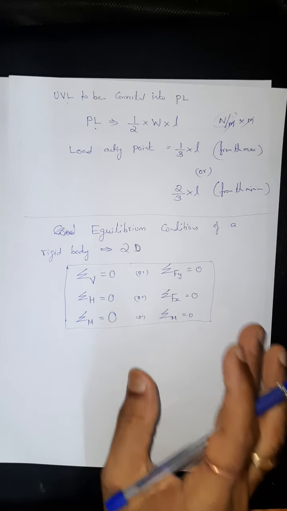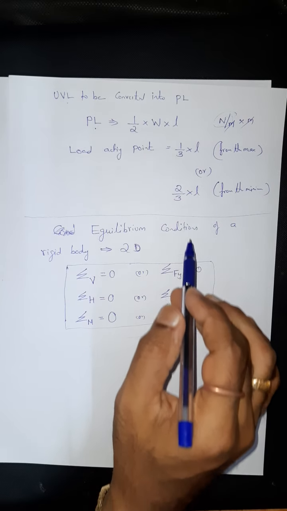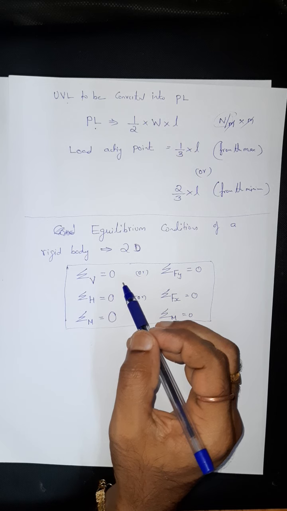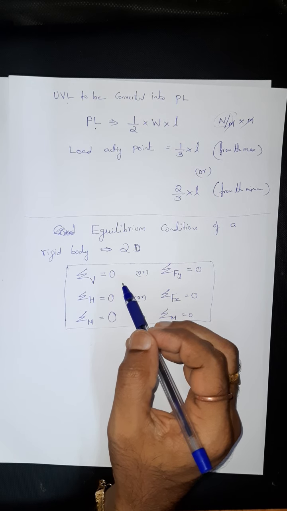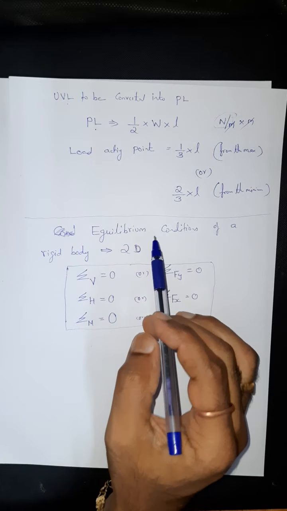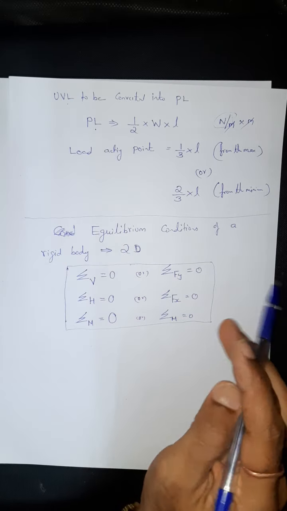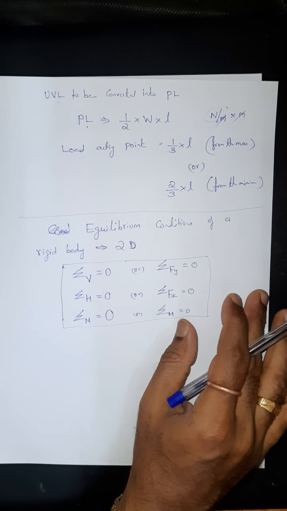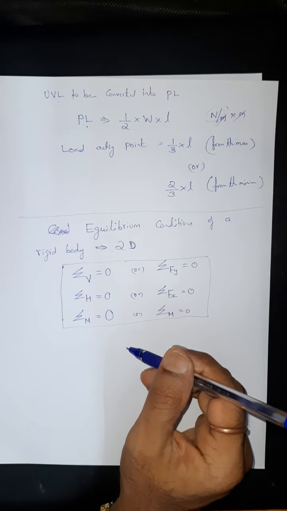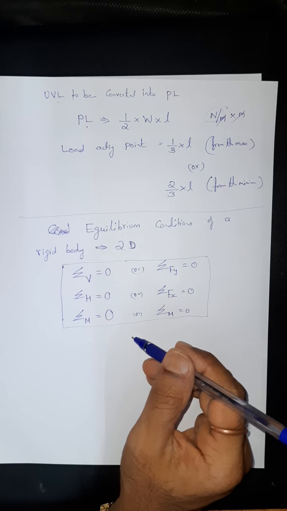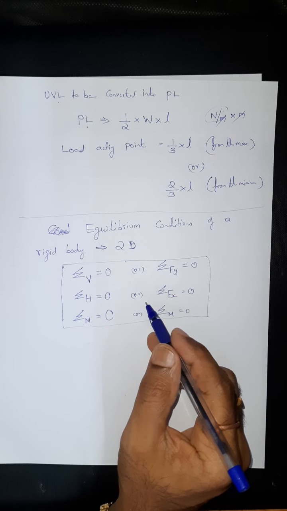So, if you understand the concept of the point load, uniformly distributed load and uniformly varying load, and how to convert a UDL or UVL into a point load and the load acting point, then only you would be in a position to solve the problem. So, hope you have all understood the concept of the types of loads and the equilibrium condition of the rigid body.